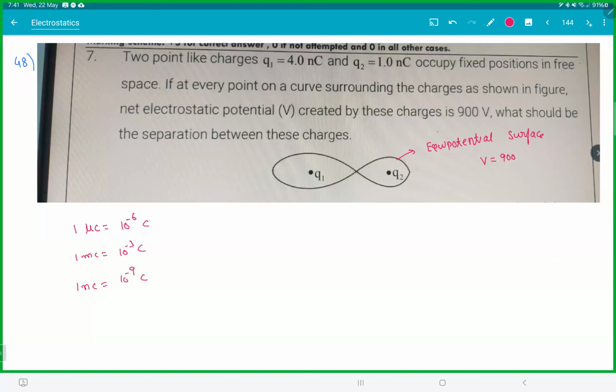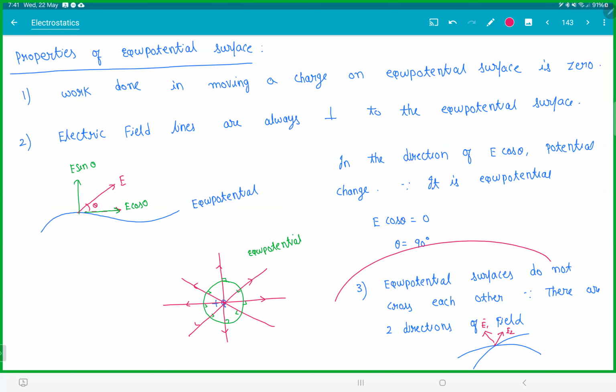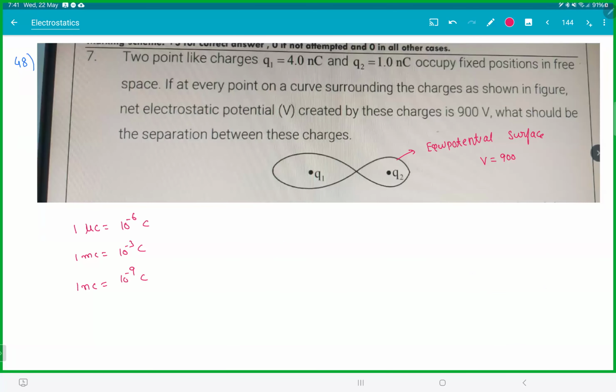Now, first thing, right? When you see this question, the first problem is this point. Just now we wrote a statement, equipotential surfaces do not cross each other. And now you're telling me they're crossing. The field must be zero at that point.